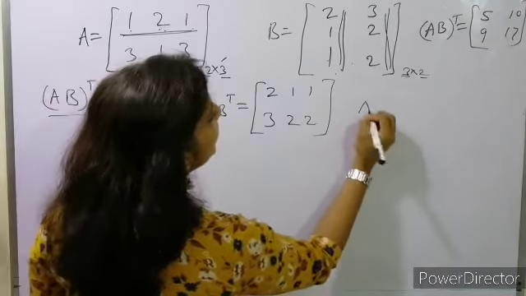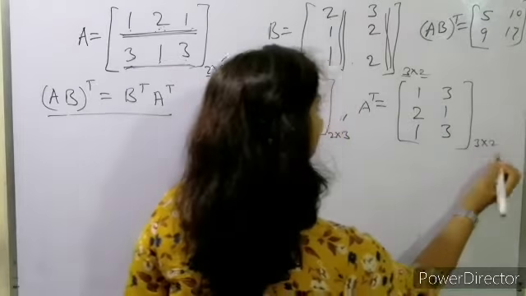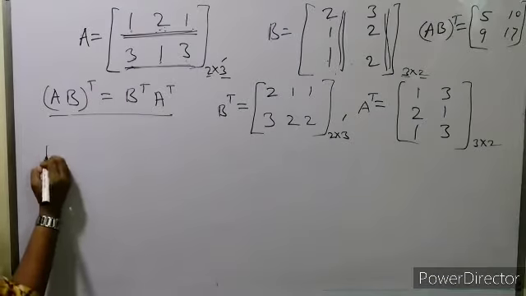Now A transpose: A is 2 by 3, so the transpose will be 3 by 2. The first row will become the first column: 1 2 1. The second row will become the second column: 3 1 3. So this is a 3 cross 2 matrix. Now we have to find the value of B transpose into A transpose.